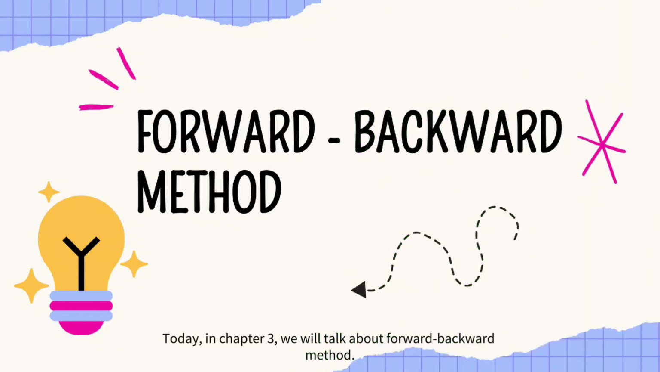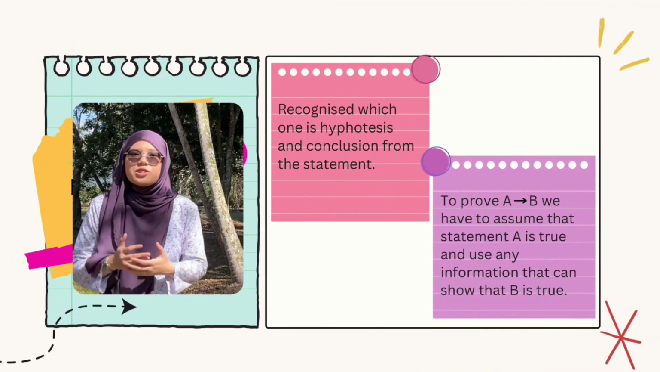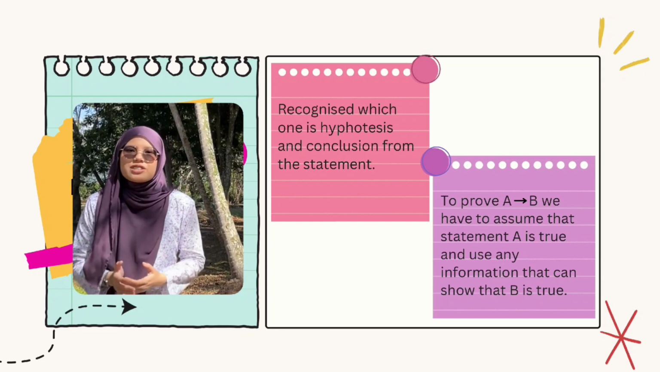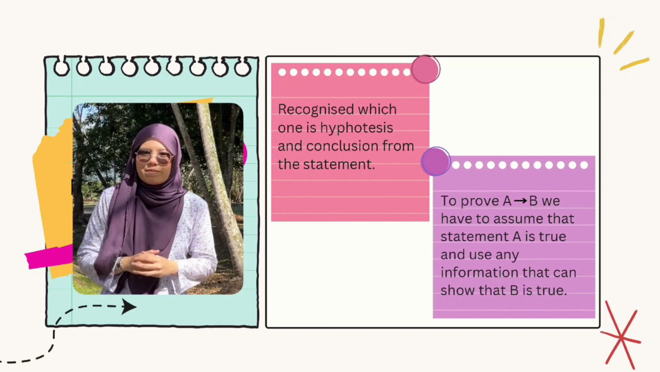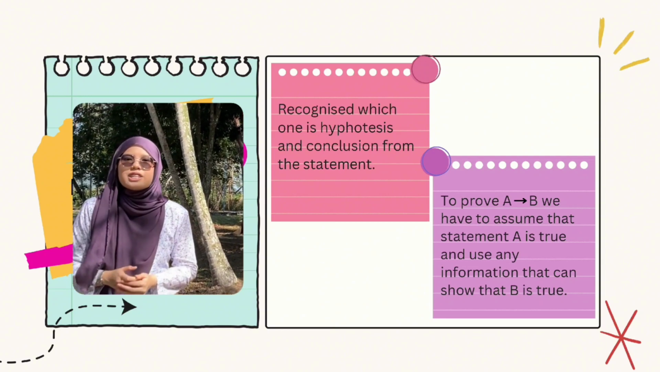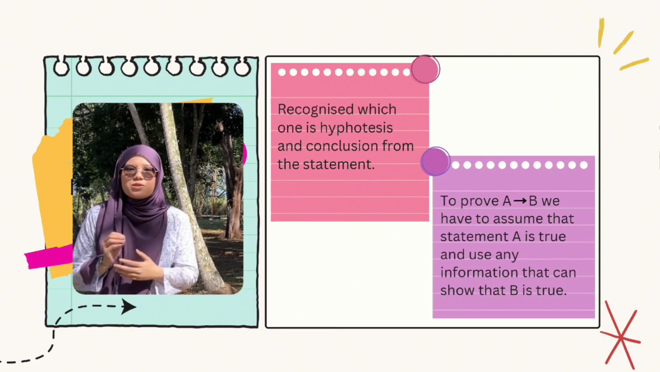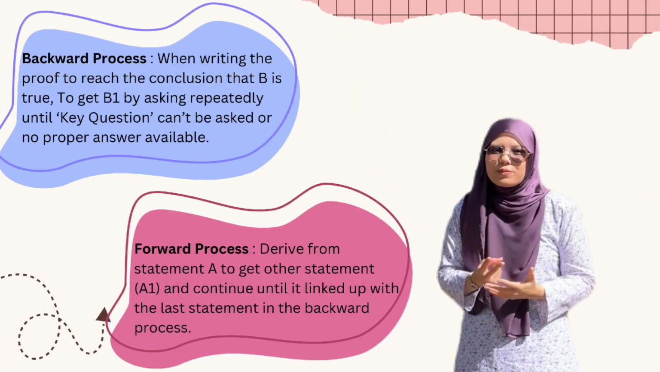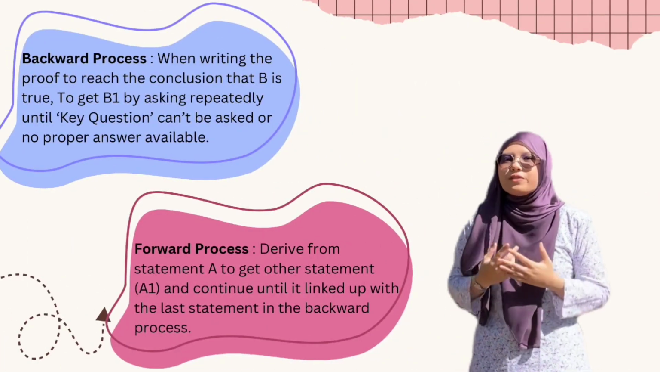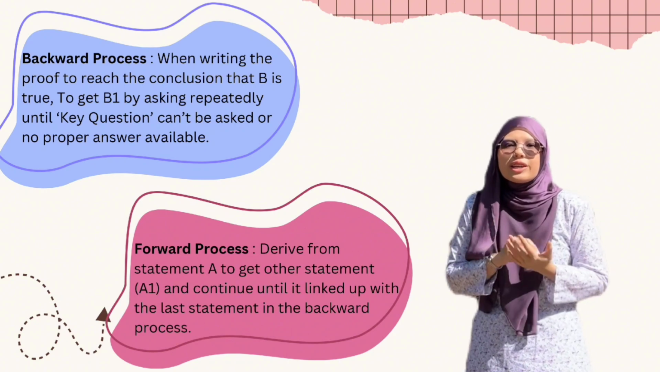Today, in Chapter 3, we will talk about forward-backward method. For introduction, first we need to recognize which one is hypothesis and conclusion from the statement. Then, to prove A implies B, we have to assume that statement A is true and use any information so that B is true. There are 2 processes involved in this method. First, backward process. When writing to prove to reach the conclusion that B is true.